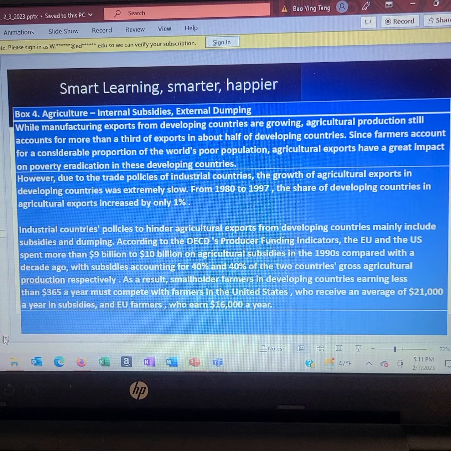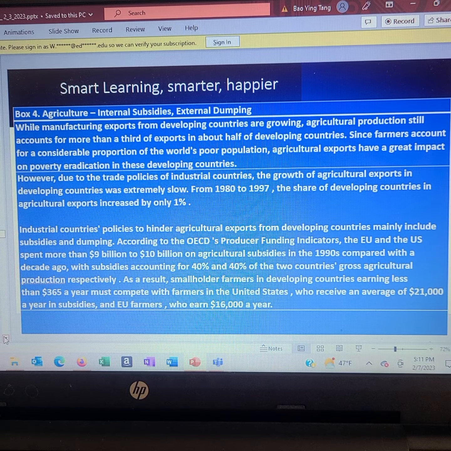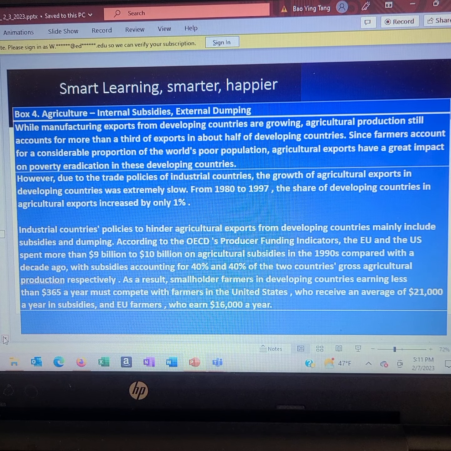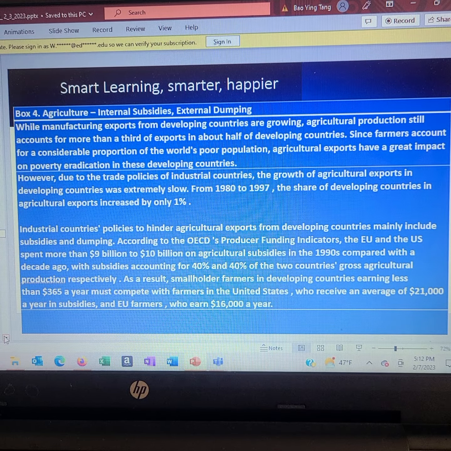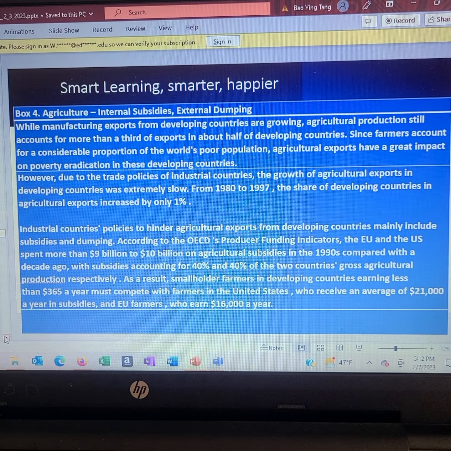Box 4 shows agricultural internal subsidies and external dumping. While manufacturing exports from developing countries are growing, agricultural production still accounts for more than a third of exports in about half of developing countries. Since farmers account for a considerable portion of the world's poor population, agricultural exports have a great impact on poverty eradication in these developing countries.